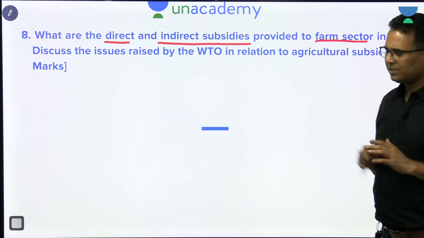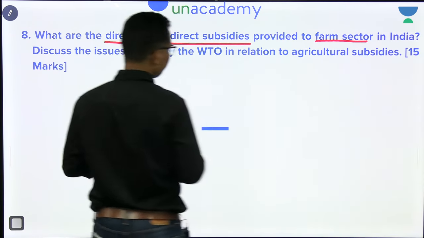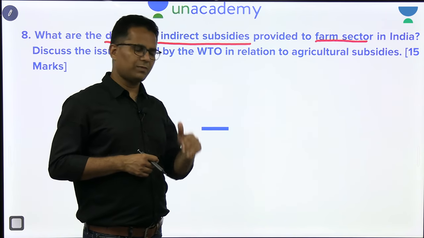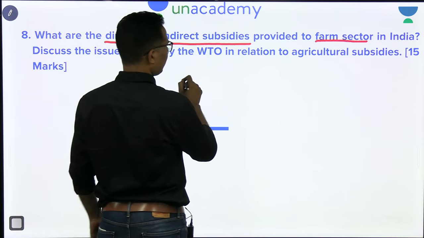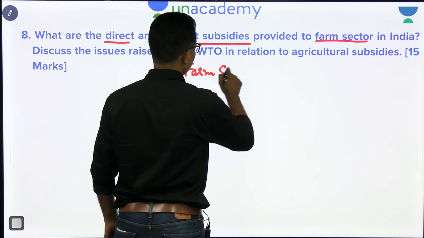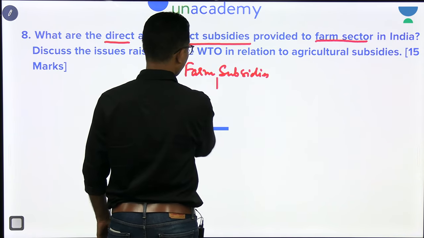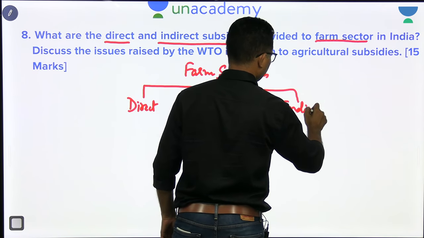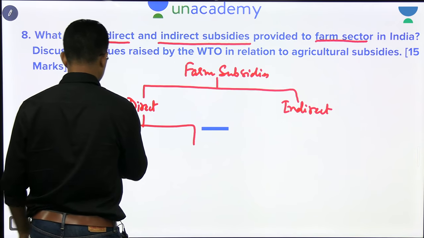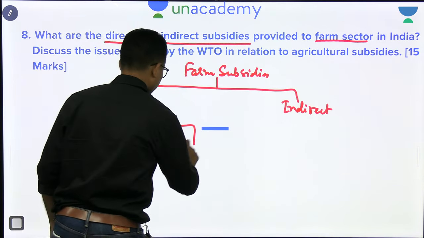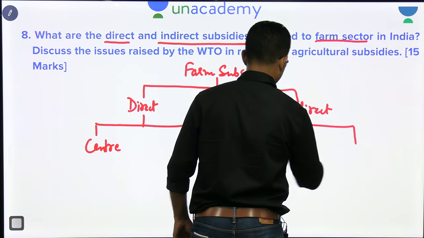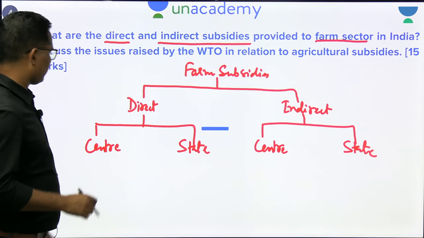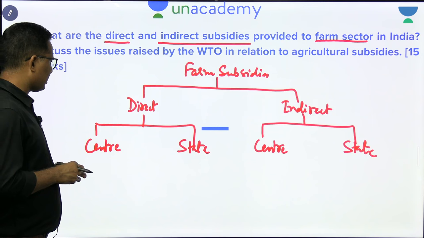So what are direct and indirect? You define them. And the best way to write this, because the question asks what are the direct and indirect subsidies: subsidies are provided by the government, and in India farm subsidies are provided by both the central government and the state governments. So the best way to write is, you write here, farm subsidies. Then you write direct, indirect. Then you write center, state. And then center, direct subsidies. Take one second.